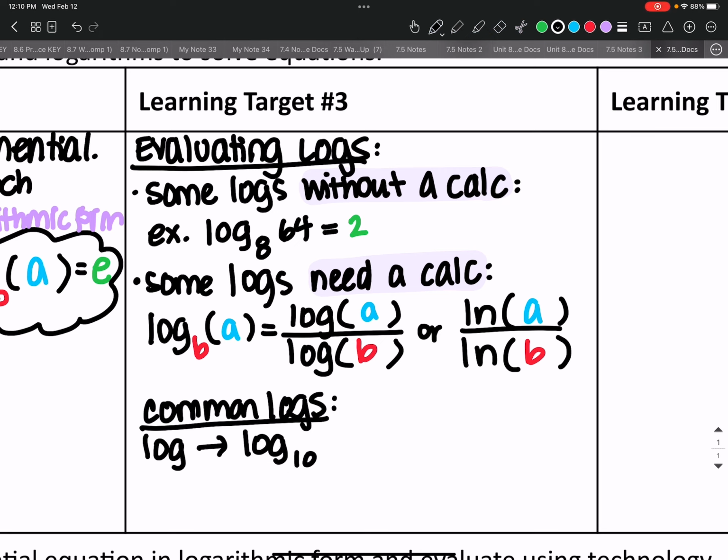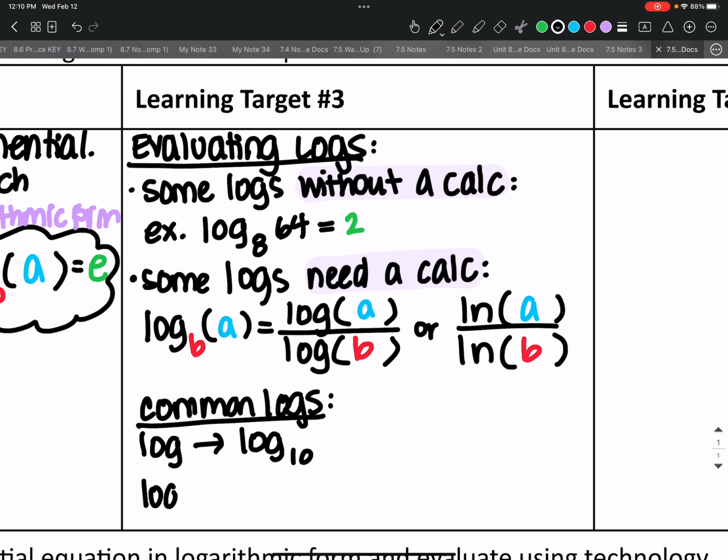If you do not see a base on a problem in your homework or anywhere in this unit, it means it's base 10. So just like if you don't see a 1 in front of an equation, you still know it's there. If you do not see any number as the base, that means the base is 10. That one is in your calculator, and so is ln, which is log base e. So these are the two that you're going to see in your calculator, and those are the ones that you're going to use when you need to use your calculator.